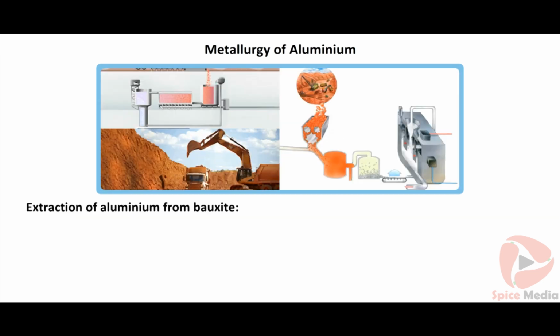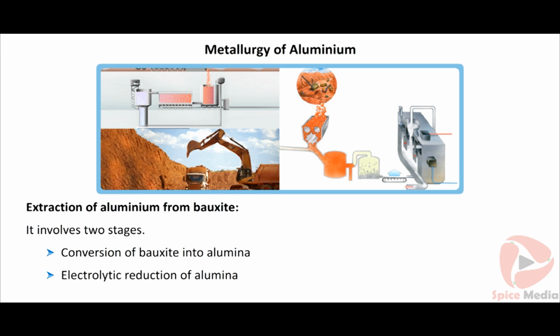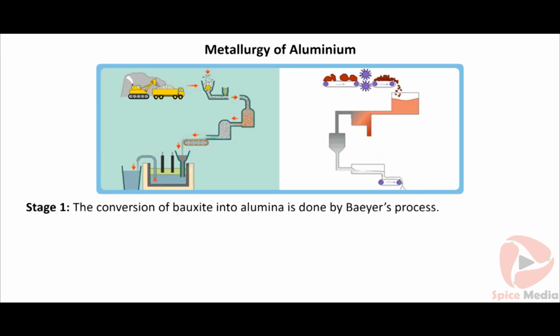Extraction of aluminium from bauxite. The chief ore of aluminium is bauxite and its extraction involves two stages: conversion of bauxite into alumina and electrolytic reduction of alumina. The conversion of bauxite into alumina is done by Bayer's process. Bauxite ore is finely ground and heated under pressure with concentrated caustic soda solution at 150 degrees Celsius to obtain sodium metaaluminate.